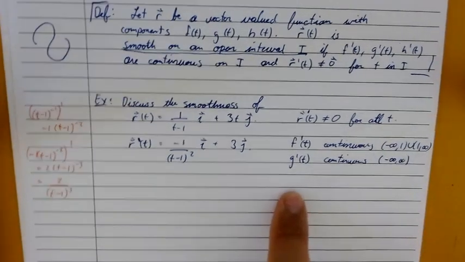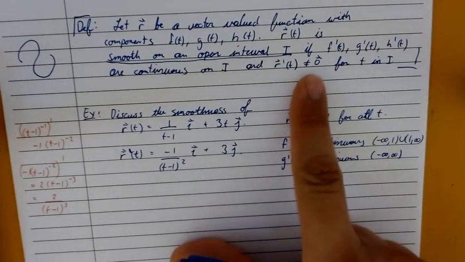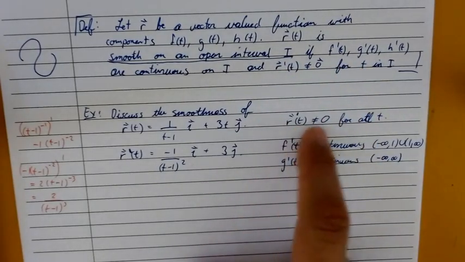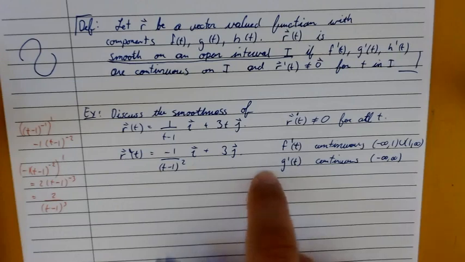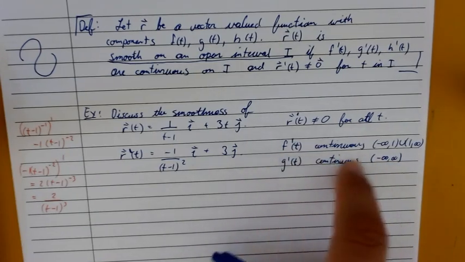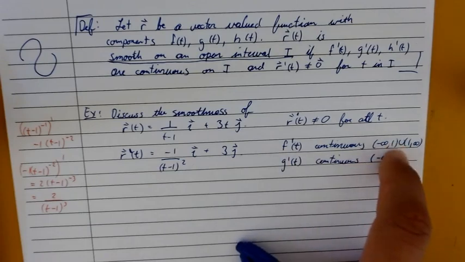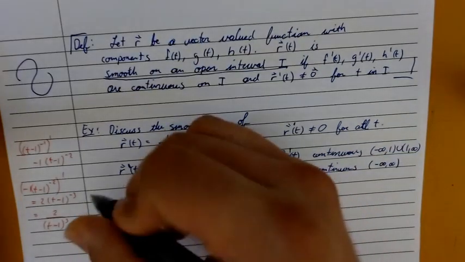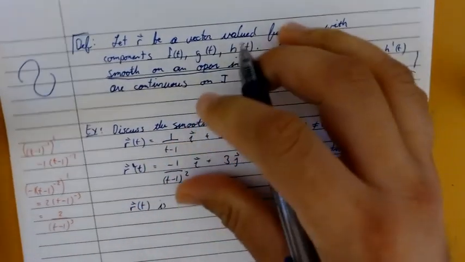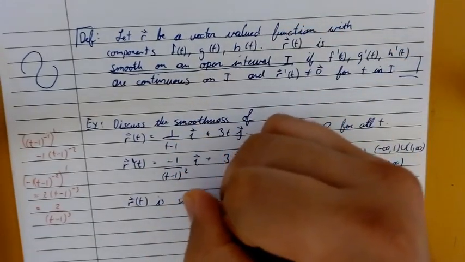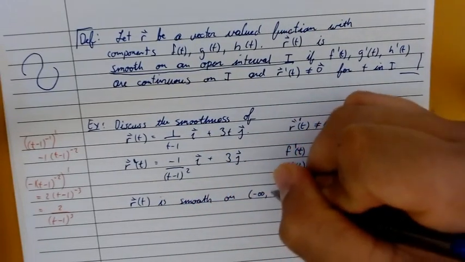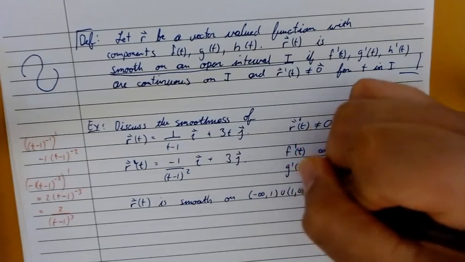Okay, so what we're looking for is where it is not equal to 0 and our derivatives are continuous. Well, it's not equal to 0 for all values. This is continuous for all values. Oh, but this one has a restriction. It's continuous for all values except at 1. Oh, well, then that means that r of t is smooth on the interval from negative infinity to 1, union with 1 to infinity.